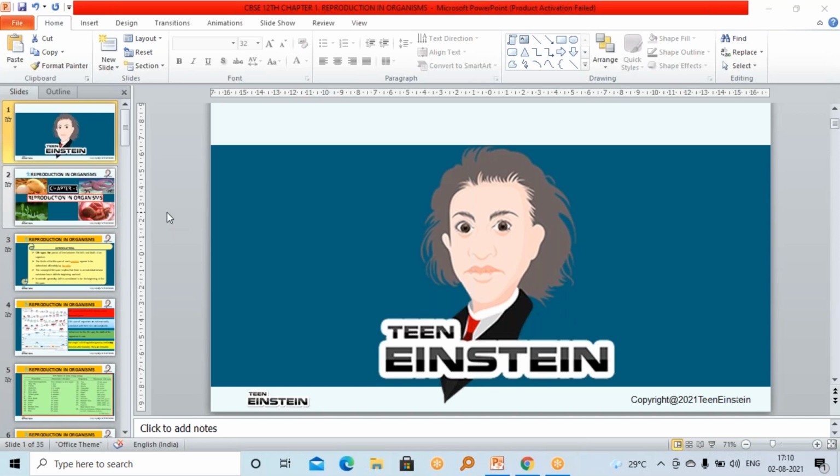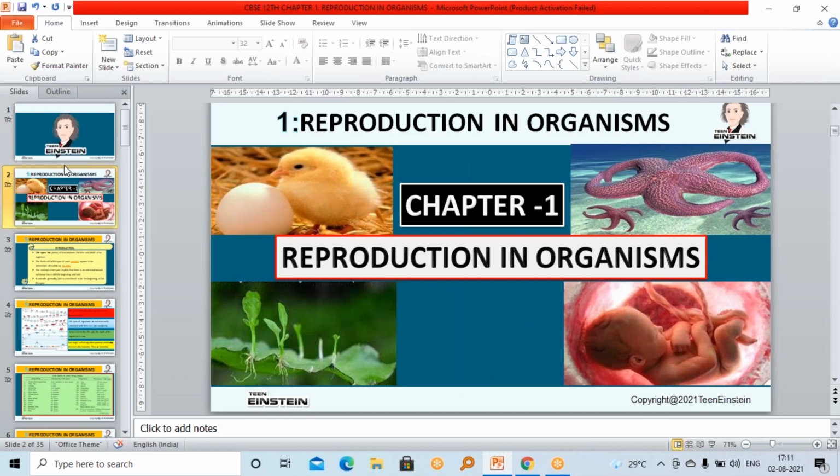So we have already completed 3 chapters from the 11th standard syllabus, right? Now, as per student suggestion only, we are moving to 12th standard. The 12th standard portions will start. So now we are moving to the first chapter of 12th standard. Chapter 1, Reproduction in Organism. This is our first chapter of 12th standard, Reproduction in Organism.